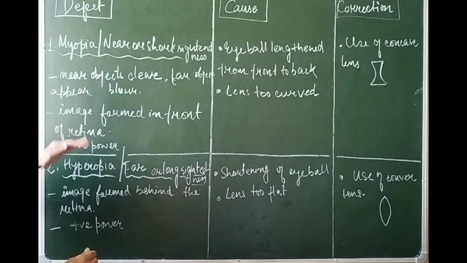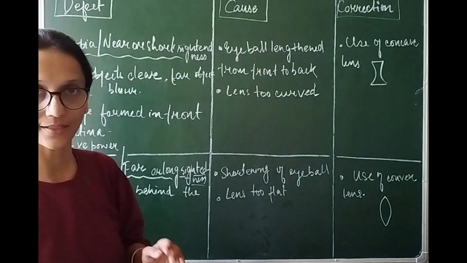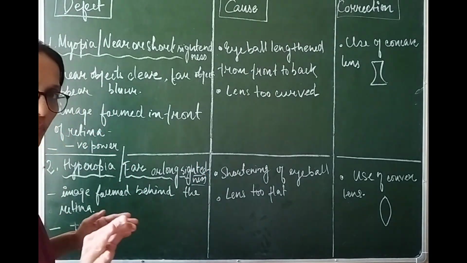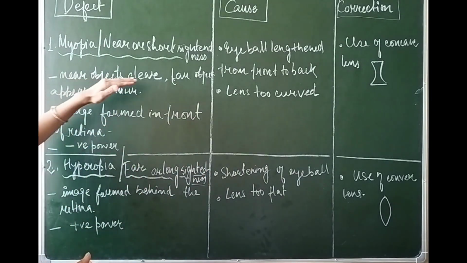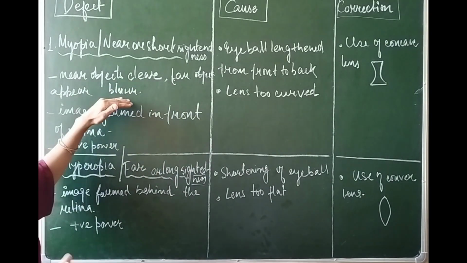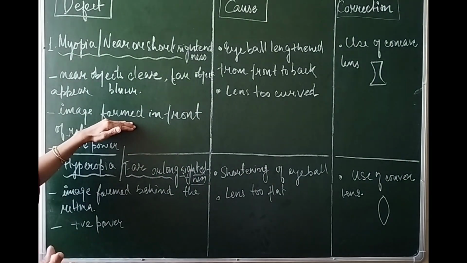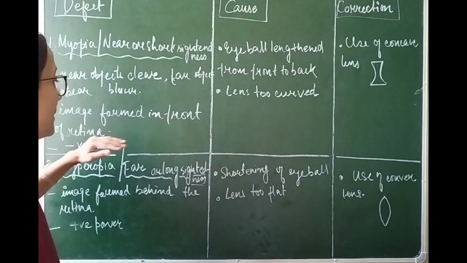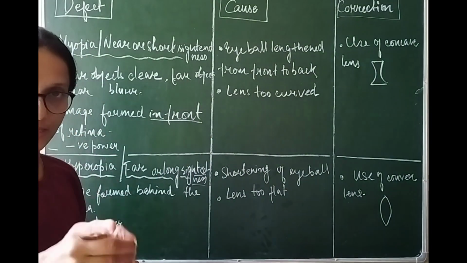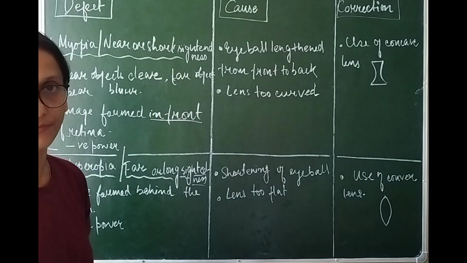Number one is myopia. Myopia, also known as near or short-sightedness. That means in this condition you will be comfortably seeing things which are near. So the near objects are clear, but the far objects appear to be blurred. Now here the image of the object is formed not on the retina but in front of the retina. This is the defect, and that is why you find difficulty in observing objects which are far.